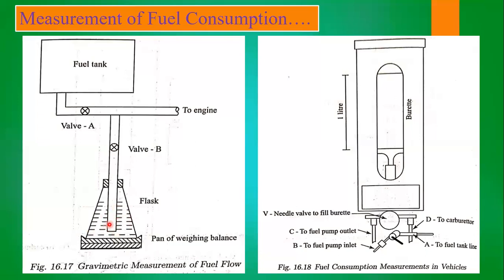Whatever fuel is within the flask, we will run the engine with the help of this fuel within the weighing balance or within the flask. So for that we need to open valve B, and whatever the fuel in the flask is, that is going to be consumed to run the engine.